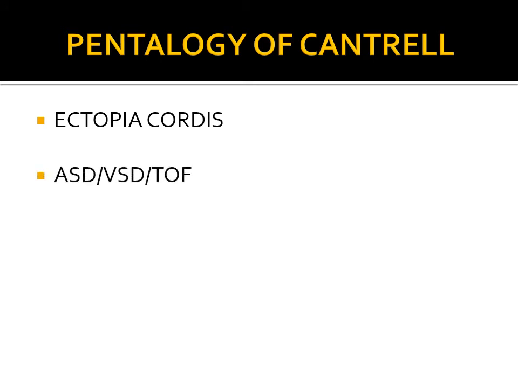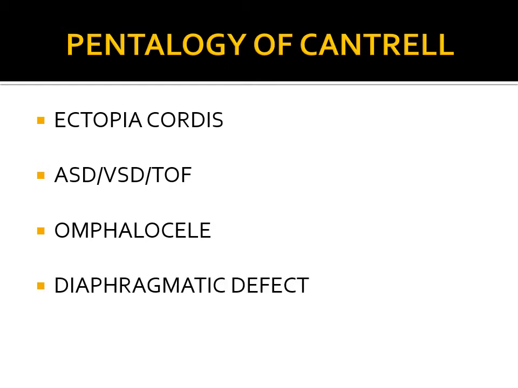Pentalogy of Cantrell is a very rare anomaly in which we get 5 types of anomalies. Ectopia cordis, which is associated with atrial septal defect, ventricular septal defect, or tetralogy of Fallot. Omphalocele due to deficient anterior abdominal wall. Diaphragmatic defect, which may lead to diaphragmatic hernia. And pericardial defect, that is congenital absence of the pericardium, which is most commonly the left pericardium.